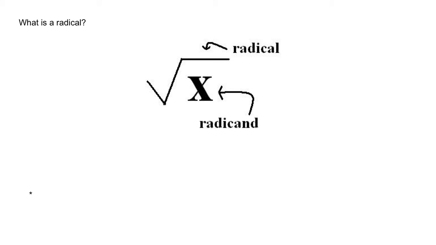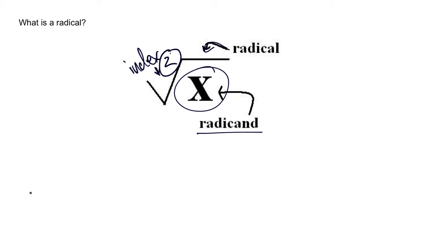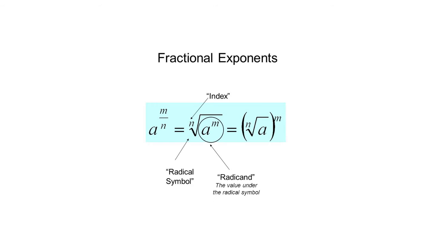What is a radical? Actually, this symbol right here, there's my little arrow, that's a radical. The number underneath the radical is called the radicand, and there is something missing from here. Sometimes there will be a number located right here. That's called the index. When there is nothing written there, it's actually a 2, and that's where we get our square root.